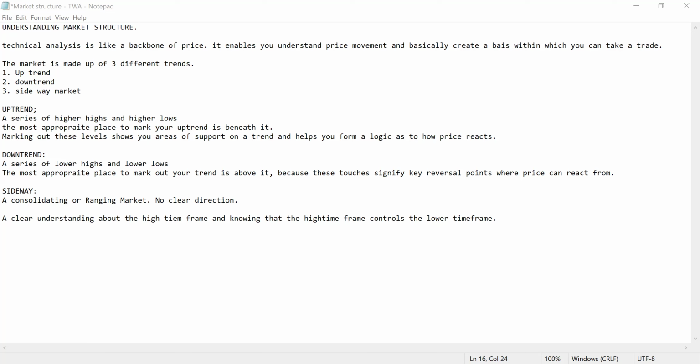All right, so then a sideways market is what? A consolidating or ranging market. It does not have a direction. And we have said that what? We should not engage in these kinds of trades.